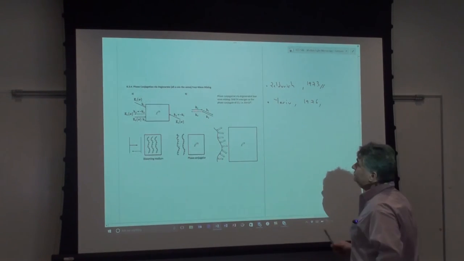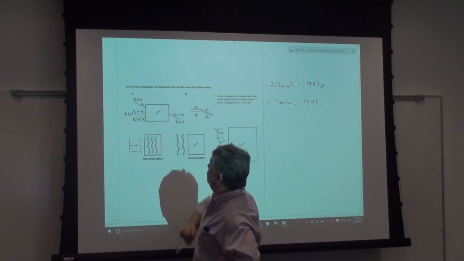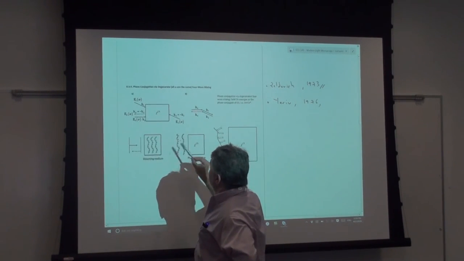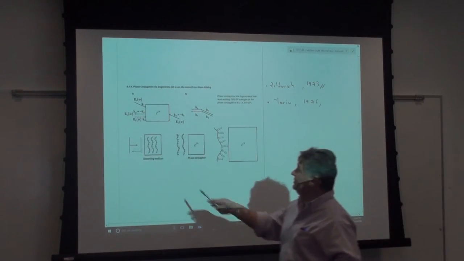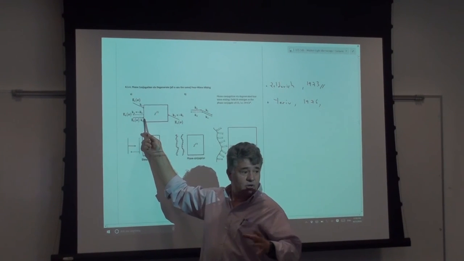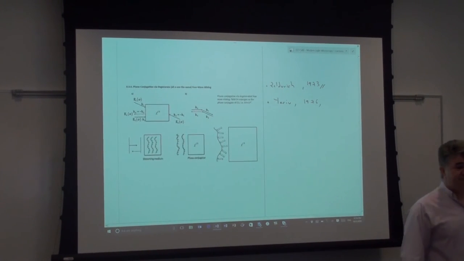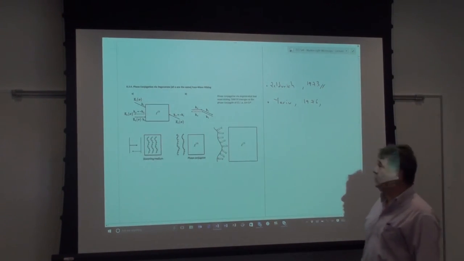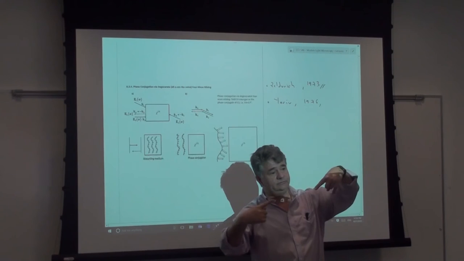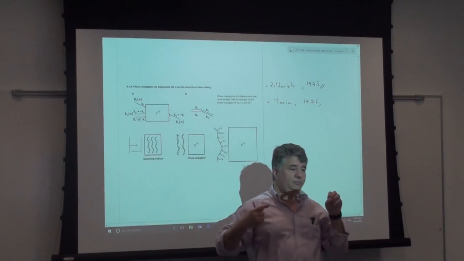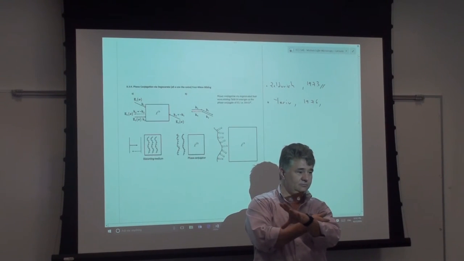I have three beams coming in: 1, 2, 3. If I have 1 and 2, the moment I add the third one, what comes out of the crystal is exactly the opposite of E3. Let me say that one more time. If I have E1 and E2 facing each other, the third beam that comes in will generate an output that is exactly the opposite of its opposite.